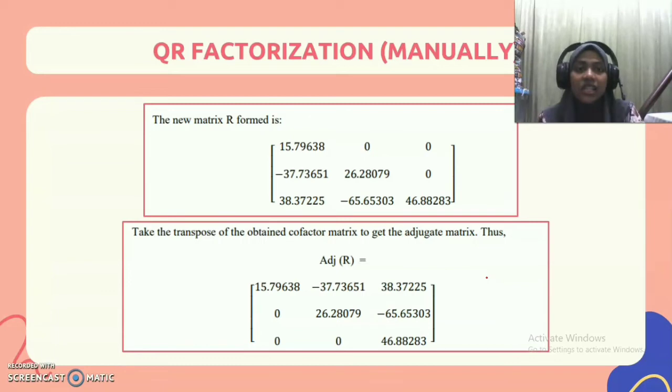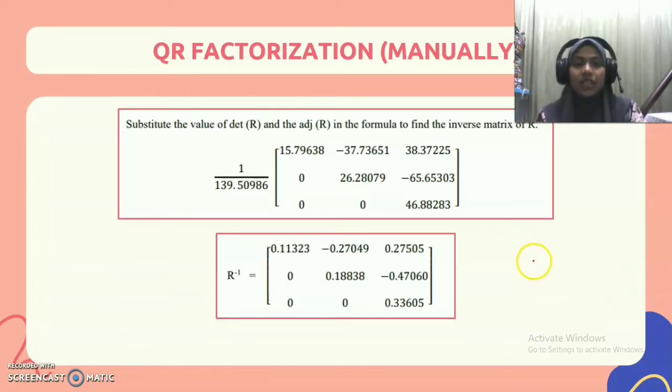And then take the transpose of the obtained cofactor matrix to get the adjugate matrix. So this is our adjugate matrix. Substitute the value of determinant R and the adjugate R in the formula to find the inverse matrix of R. So this is 1 over determinant times adjugate matrix. So this is 1 over determinant R times adjugate R. So this is our inverse matrix of R.